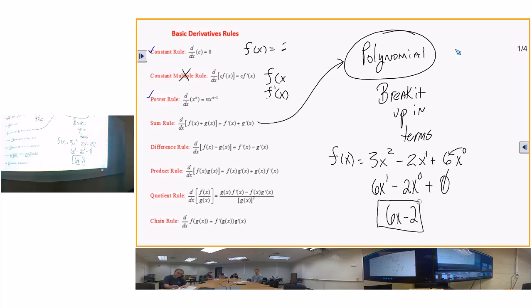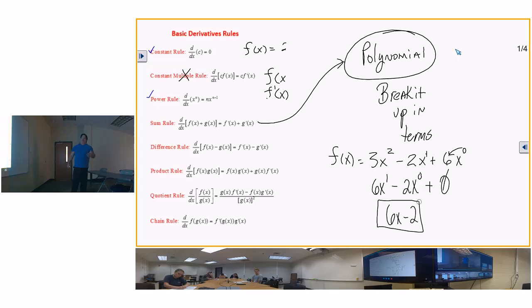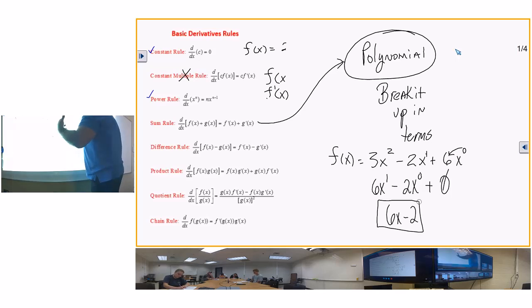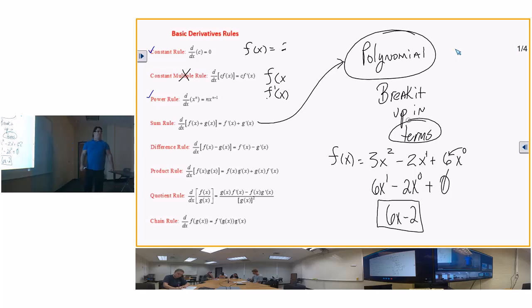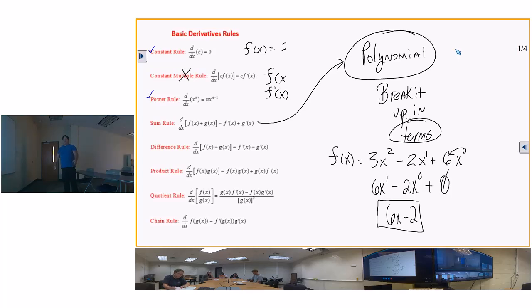Okay? So that's the power, the sum rule, which means that if you have a polynomial, to do the derivative of a polynomial, you just take the derivative of each term. Now, some of you may be saying, oh, I know that. Well, that's fine. I'm glad you know it, okay?